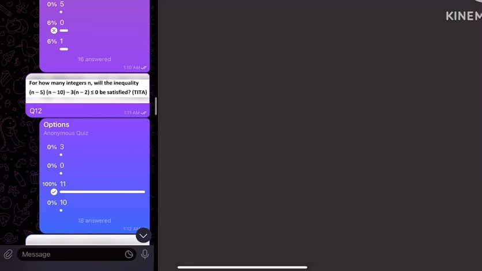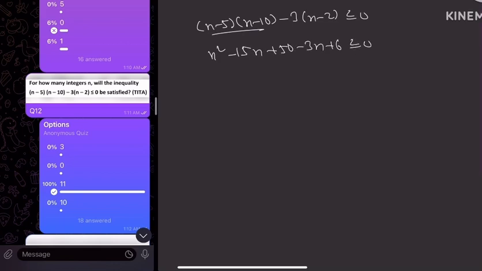Next one, how many integers will satisfy? First of all expand this: (n minus 5) into (n minus 10) minus (3n minus 2) less than equal to 0. So this can be written as n square minus 15n plus 50 minus 3n plus 6 less than equal to 0. Okay, n square minus 18n plus 56 less than equal to 0. So 56 means 8 7 56, or did I do any mistake? Minus 3 plus 6 looks correct.